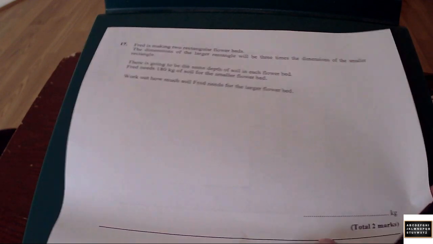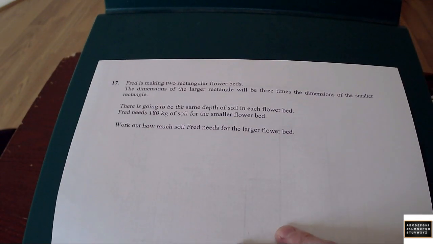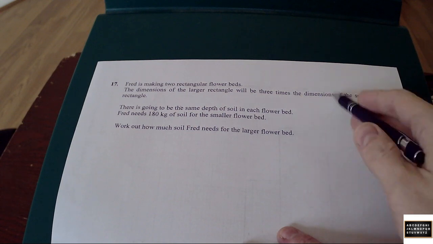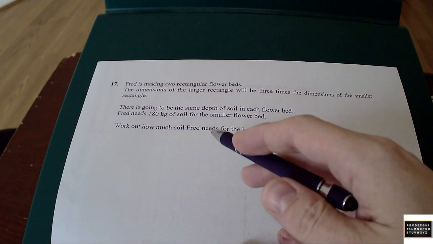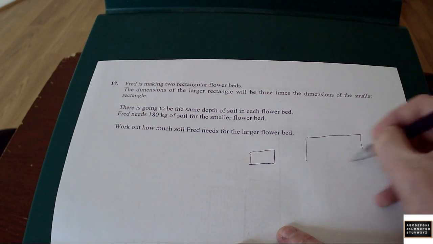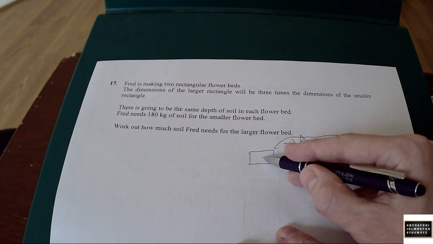Question 17 is an interesting question. I've tested this with candidates and it does throw people off. It's about scaling up, enlargement by a scale factor, even though it doesn't actually look like that. It's talking about the larger rectangle being 3 times the dimensions of the smaller rectangle. So if you've got a rectangle here and a larger one here, times by 3 is the scale factor to get from there to there.